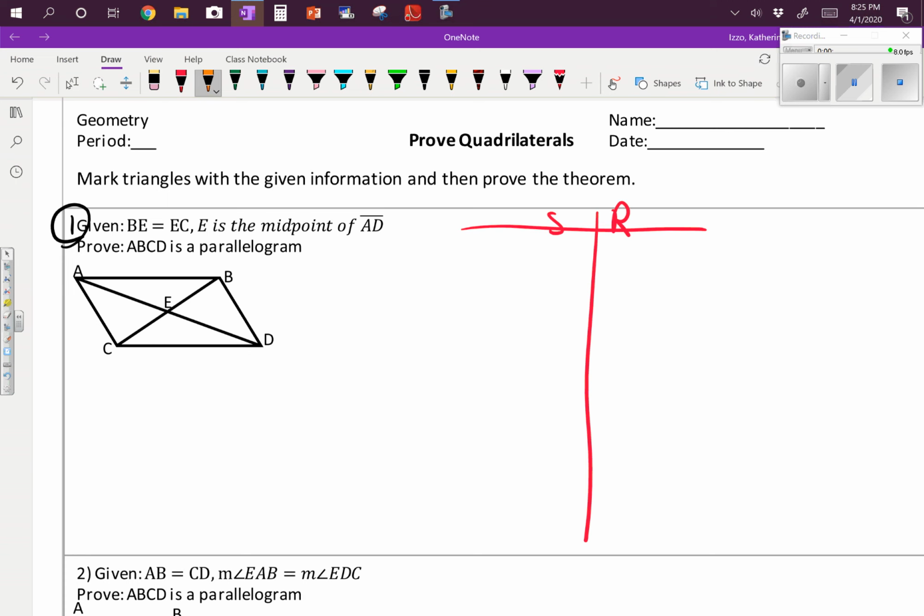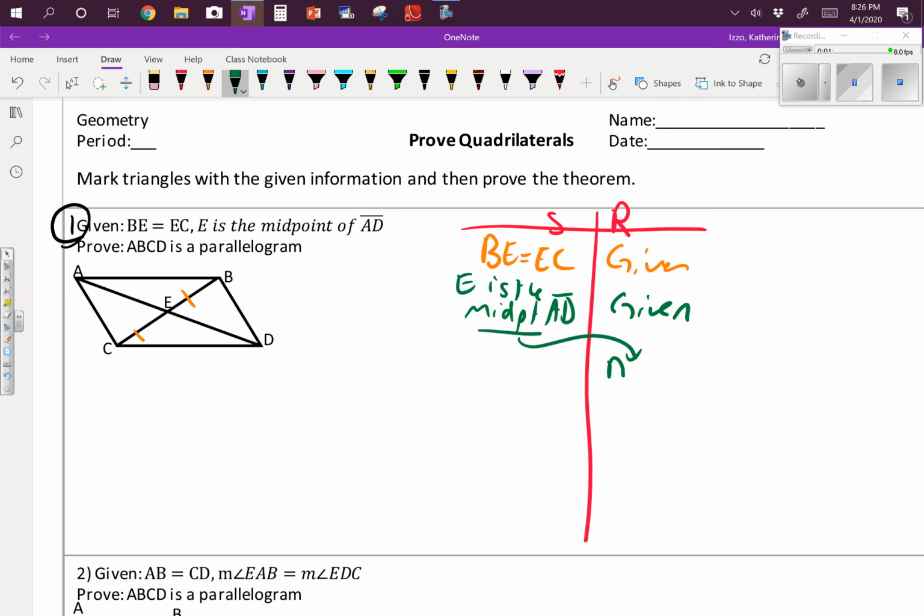Statement, reason, and then our givens, of course. BE equals EC. So BE equals EC. Given. And then E is the midpoint of AD. Good job, squirrel. That's our second given. And midpoint means we need to do definition of midpoint. That's very important. The definition of midpoint: AD is cut into two equal pieces. So AD is cut into AE and ED.